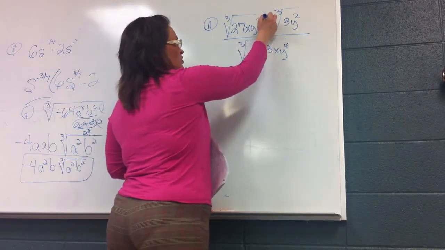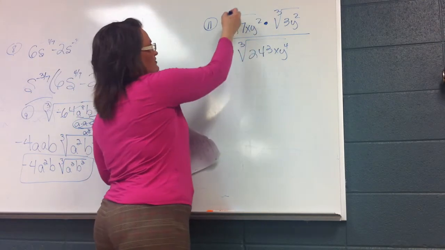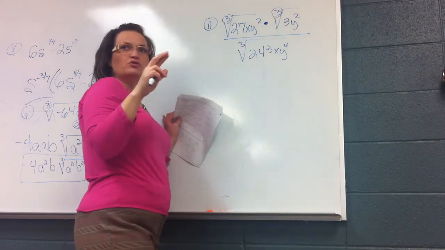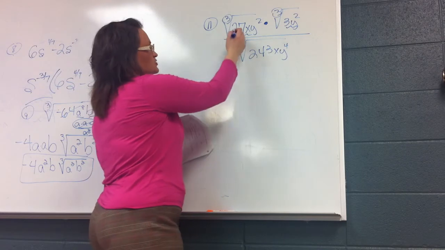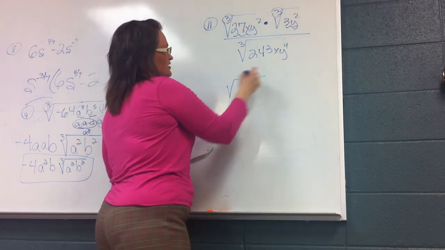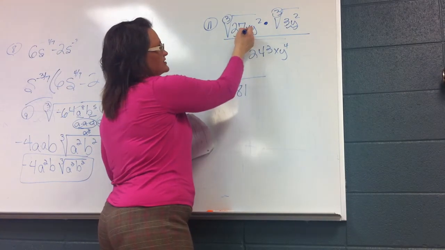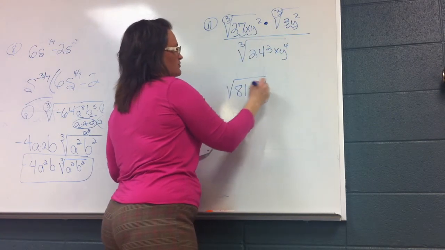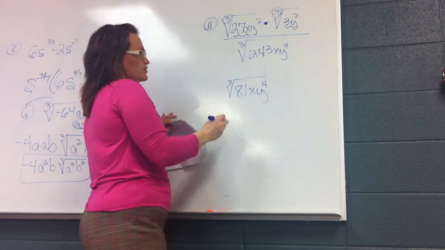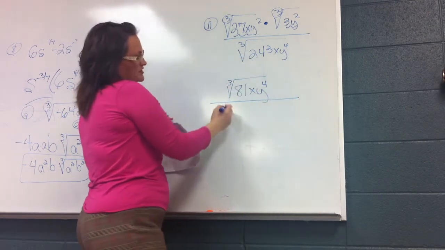You are allowed to multiply radicals if you have like indexes. Since those are both cube roots, you're allowed to say what's in here times what's in there. So 27 times 3 is 81. X is only x. Y squared times y squared makes y to the 4th, and it's still a cube root. Don't forget your root. It is over this denominator.